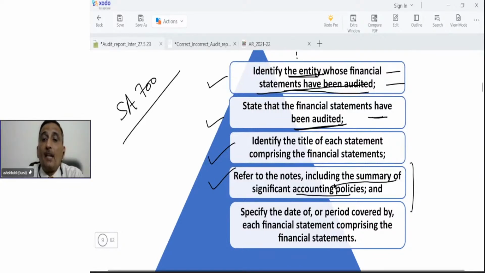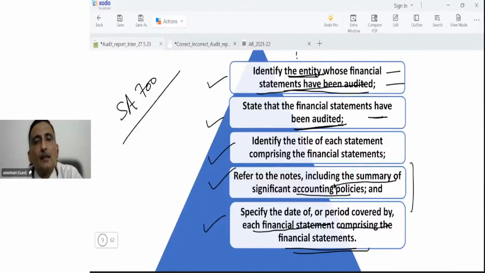Specify the date or period covered by each financial statement. You have to also specify the date. Say the financial statement is ending on, say, 31st March 2023, or say the profit and loss account for the period ending on this, and like that. So you have to identify each financial statement, state that we have audited, identify the name of the company, and also refer to the dates or period.